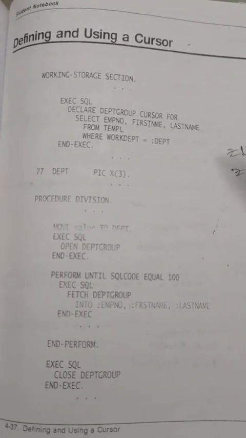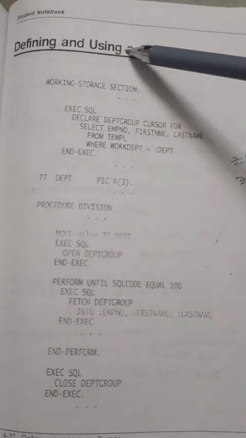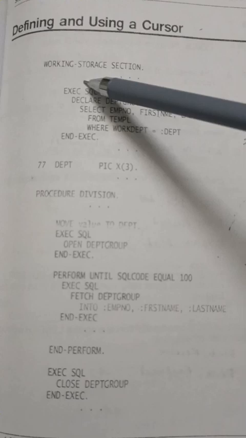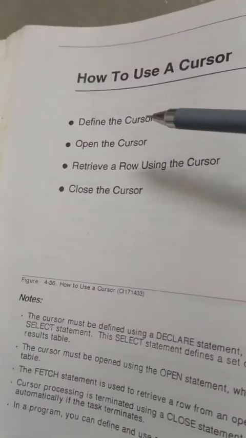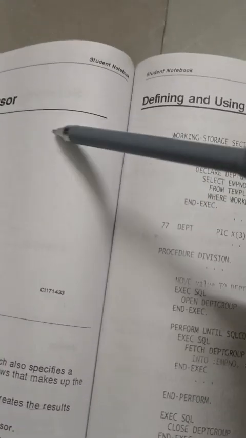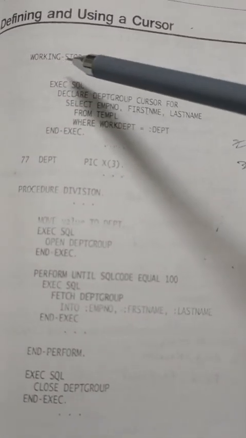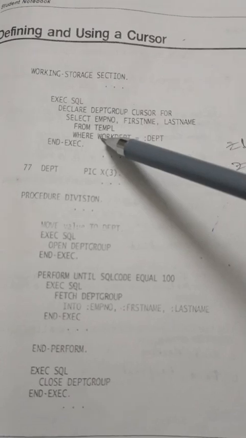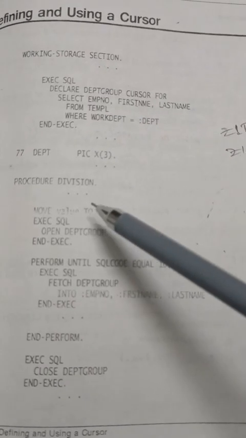Let me give one example defining how to define a cursor. We have to define the cursor, declare the cursor. Here these are the steps. Define the cursor and open the cursor. Defining or declaring the cursor, both are the same. We have to declare the cursor in the working storage section. Then we have to open the cursor.